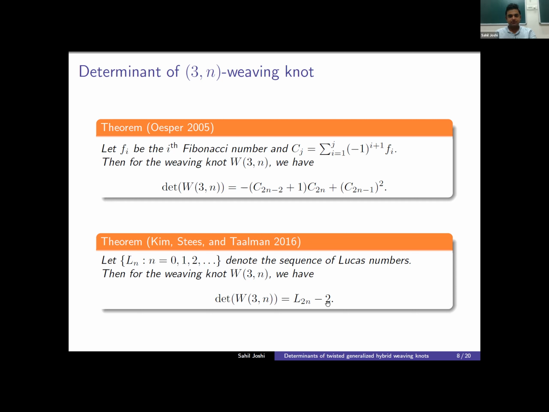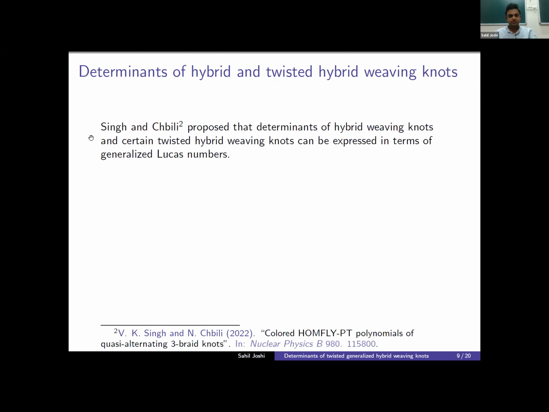In parallel work, we also obtained the same result by studying the Jones polynomial of the weaving knot of type 3, n. Later we came to know that these two formulas are already available for the determinant. So we will prove this formula also by using our main result. So let us move forward.